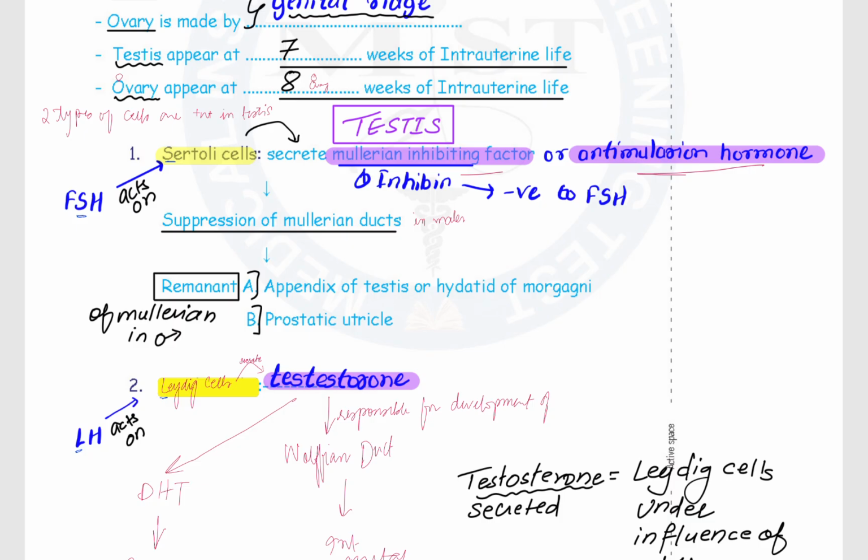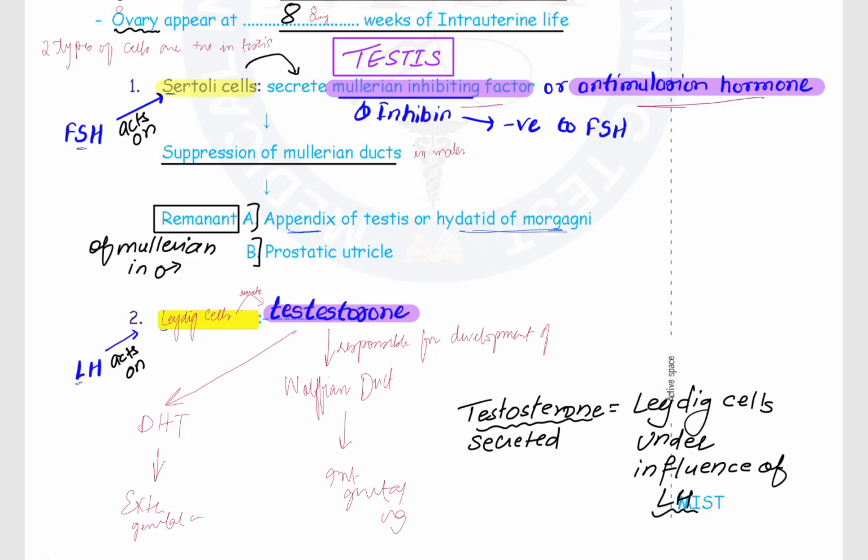So there are some remnants left in male of Mullerian duct, which are known as appendix of testes or hydatid of Morgagni. Do not think appendix as the main appendix which we have, okay? That's the vermiform appendix. This is appendix of testes, also known as hydatid of Morgagni. This is the remnant in male, hydatid of Morgagni, and the prostatic utricle, that is also a remnant of the Mullerian duct, which is appendix of testes or hydatid of Morgagni and prostatic utricle.